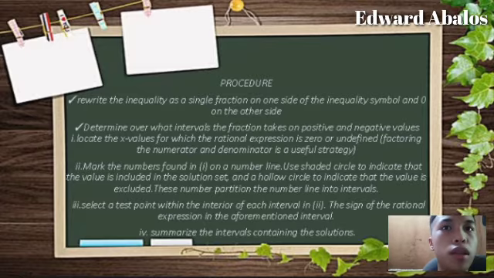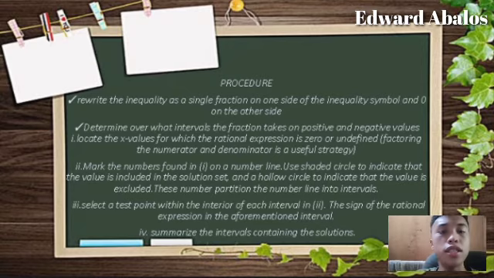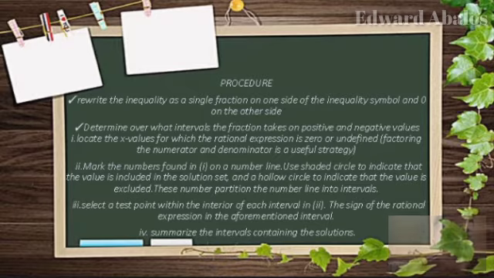Mark the numbers found on a number line. Use a shaded circle to indicate that the value is included in the solution set and a hollow circle to indicate that the value is excluded. These numbers partition the number line into intervals. Select a test point within the interior of each interval. Determine the sign of the rational expression in each interval. Last, summarize the intervals containing the solutions.